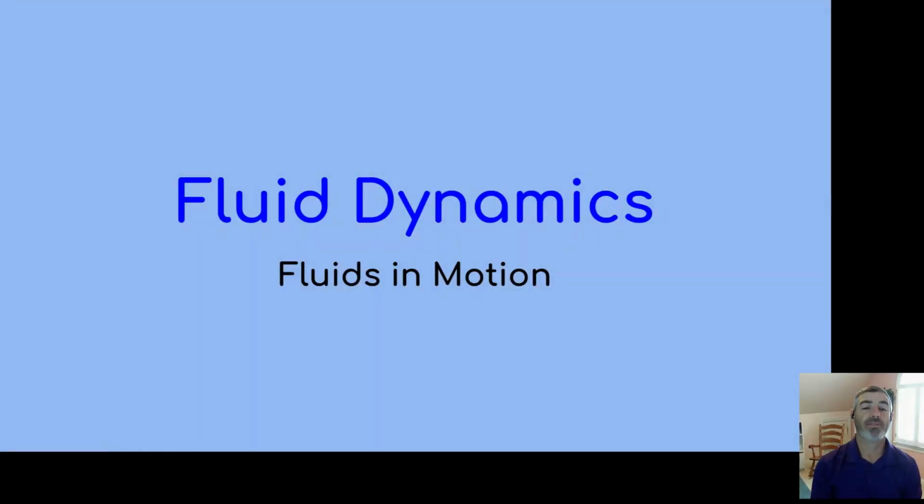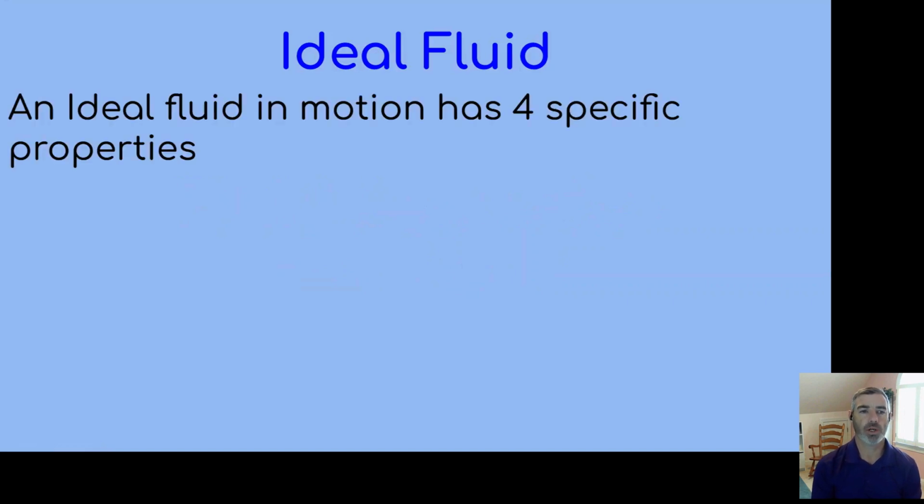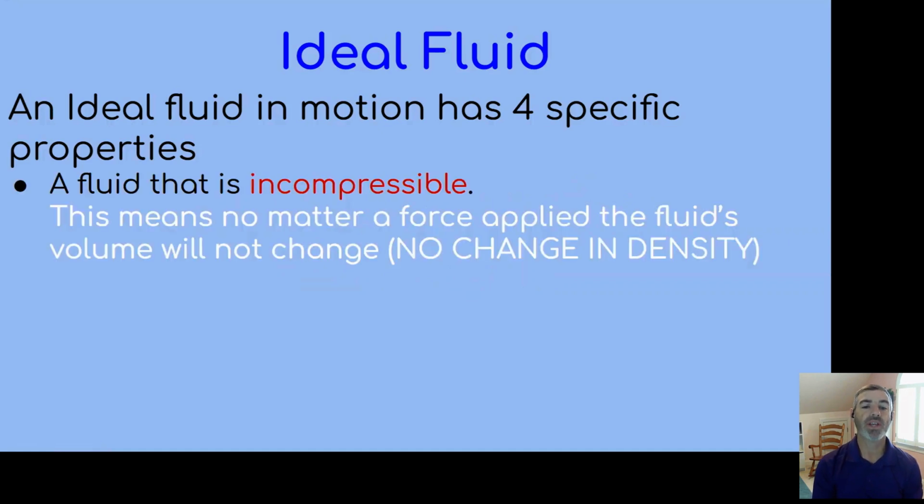In this video, we're going to talk about fluid dynamics, which is just fluids in motion. So let's review what an ideal fluid is with a couple more properties. Going back to the previous video, we know that an ideal fluid has now four specific properties. One is that it's incompressible, which means that no matter the force applied, the fluid's volume is not going to change. So there's no change in density, so we can't compress that fluid to make it more dense.